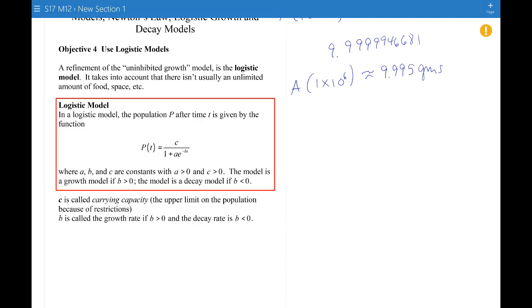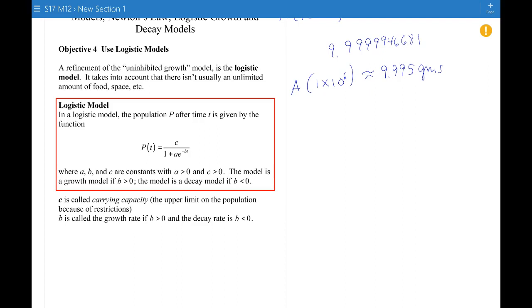It says the population P after time t is given by this function c over 1 plus a e to the minus bt. So the a and the b and the c are constants that represent some particular scenario. The a is positive and the c is positive. It's a growth model if b is positive. Oh, that's interesting, but it's in the denominator, so I guess that kind of makes sense. And it's a decay model if b is a negative number.